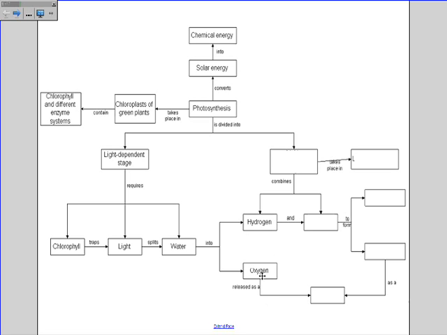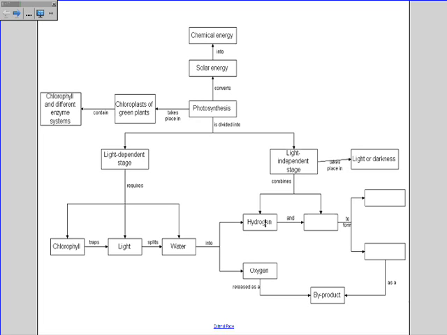Plants don't need oxygen in order to survive, so that's released as a waste product, or a byproduct. The hydrogen is then used in the second process. That second process is called the light-independent reactions. Independent because it does not need light in order for this to happen. It takes the energy from the sunlight in the first stage and uses that energy in the second stage. This can take place in either the light or the dark.